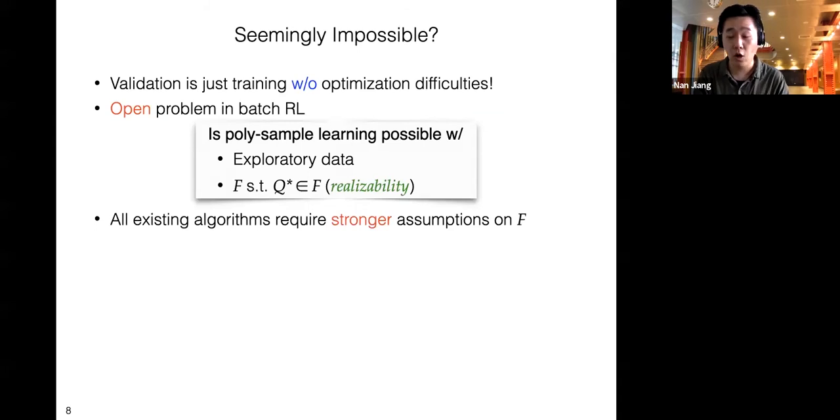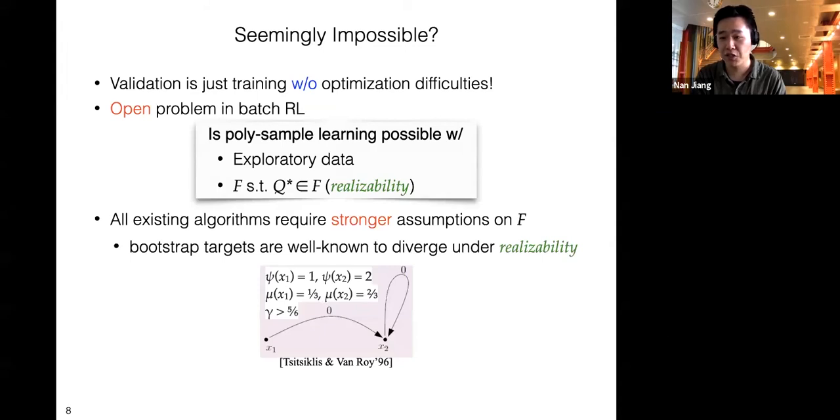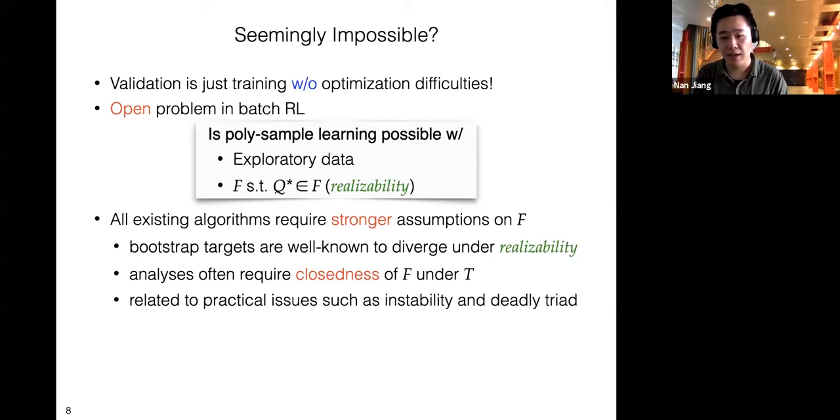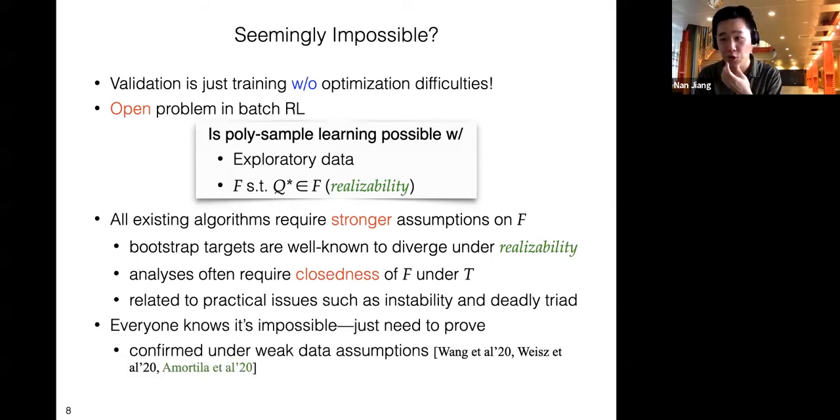It turns out that all existing algorithms, especially those based on approximate dynamic programming, require stronger assumptions on the function space. And there are well-known counterexamples that show that ADP algorithms that use bootstrap targets diverge under realizability assumptions. So that's why we think this is impossible. And indeed, in the recent one to two years, there have been several works that develop information theoretic lower bounds for this problem, although under relatively weak data assumptions.